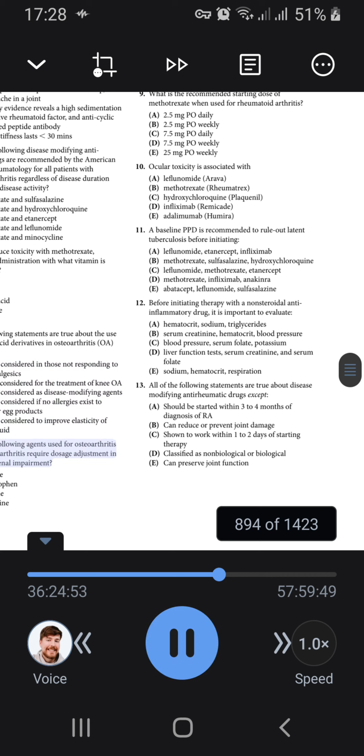7. Which of the following agents used for osteoarthritis or rheumatoid arthritis require dosage adjustment in patients with renal impairment? A. Prednisone, B. Acetaminophen, C. Oxycodone, D. Glucosamine, E. Tramadol.